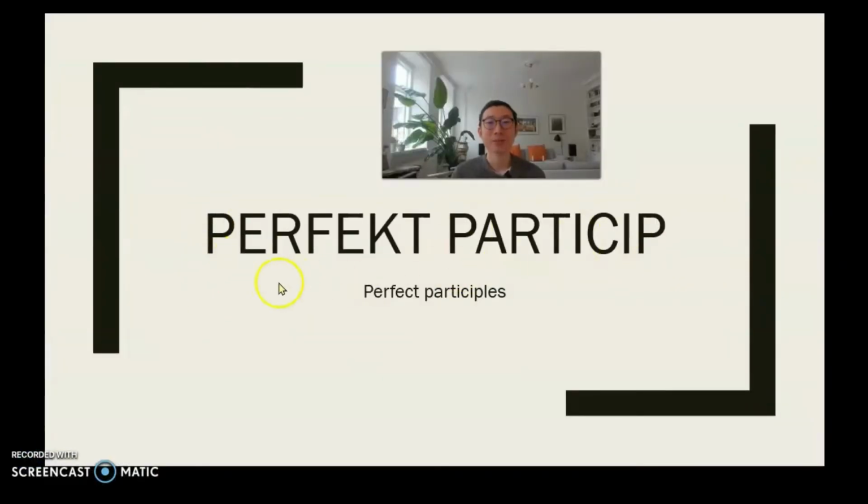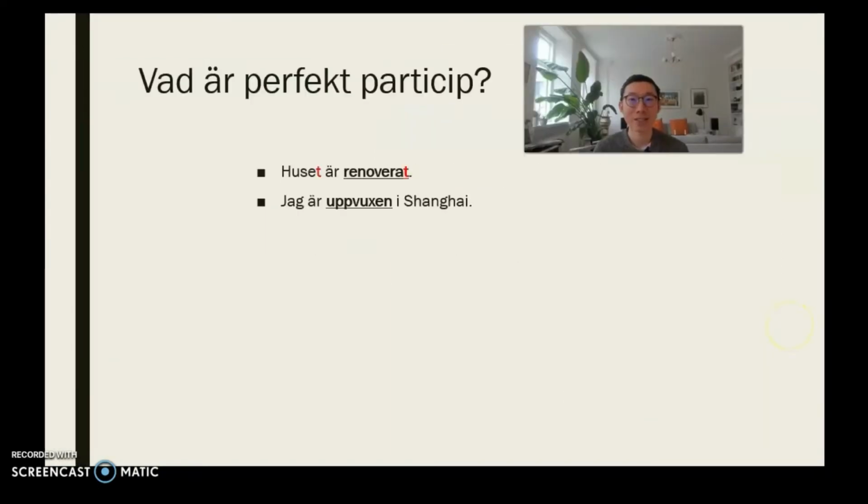Perfect particip. So this is how you write perfect particip in Swedish, and you can translate it as perfect participles in English, but do bear in mind that perfect participles doesn't exist as a definition in English grammar. It only works in Swedish grammar. You will soon know why. Now, let's look into two examples to help us to understand this better. Vad är perfekt particip? What is perfect particip in Swedish?